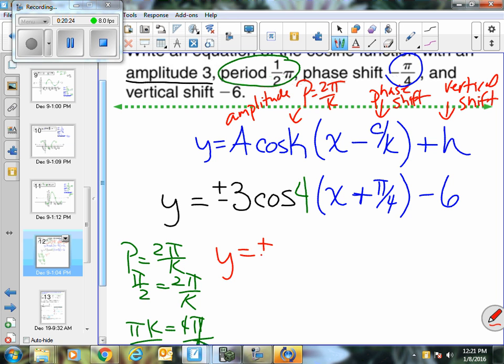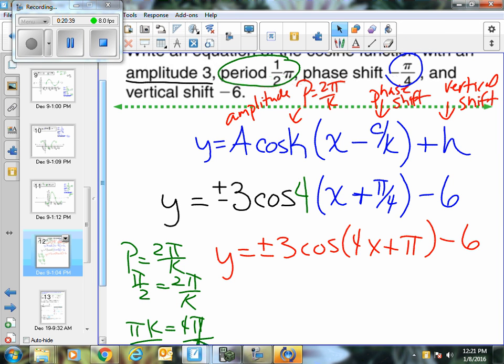And again, I know we talked about this. You can also do what I'm doing right now. See if you can see what I did. I distributed the 4 into the parentheses, and that would be fine too. If you're using your graphing calculator, the red one might be a little bit easier way to go.